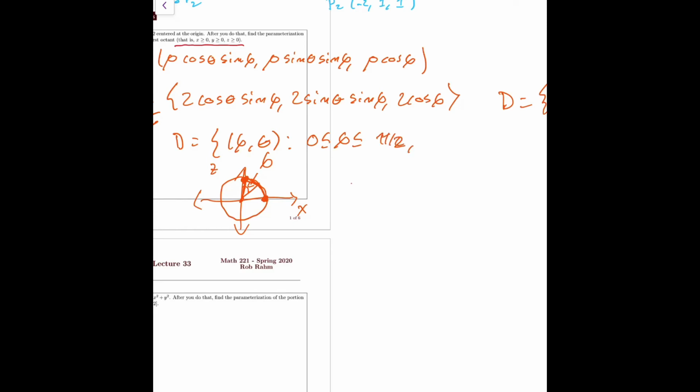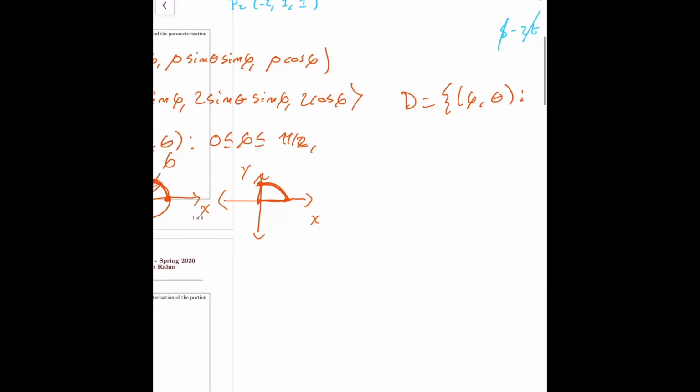Now what about theta? Let's look in the xy plane. This is x, this is y, and say the positive z-axis is coming out of the screen. We want theta to go from here to here. This is what theta is. So theta goes from 0 to pi over 2 as well.